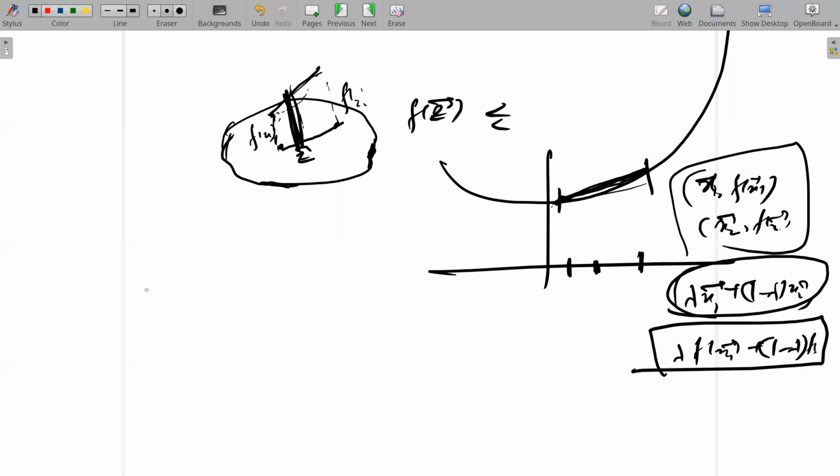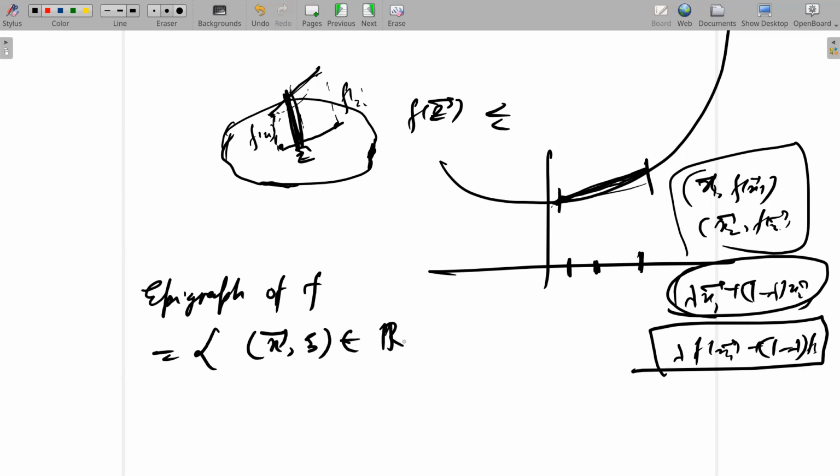So let me just quickly define something known as an epigraph of f. The epigraph you can define for any function. So the epigraph of f is equal to the set of (x, xi) in Rn cross R such that f of x is less than or equal to xi.